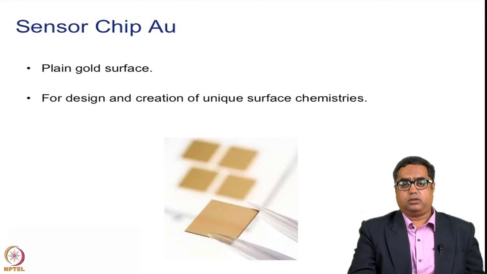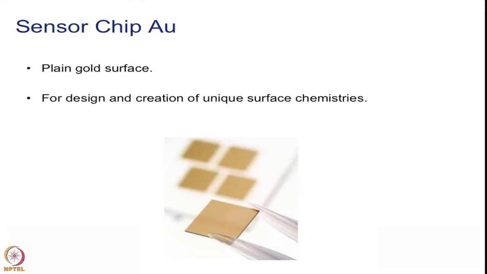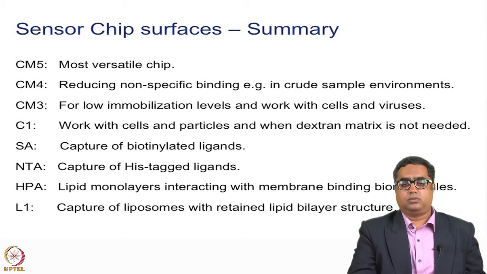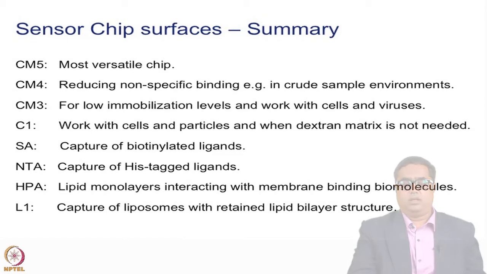Nowadays, there are also plain gold kits available, and these kits have portable gold surfaces. The portable gold surfaces can be taken into a laboratory, and you can do the required immobilization of the molecule, insert it into the chip cassette, and then insert it into the Biacore system for studying the interaction. The summary of the different chips as we just went through: CM5, CM4, CM3, C1, SA, NTA, HPA, and L1 are the different kinds of chips available for studying different interactions.